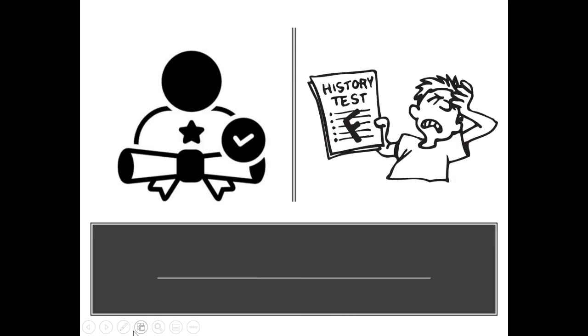Here's our next picture. What do you notice or see? Well, in the first picture, I noticed someone, it looks like they received a diploma or something good. In the second picture, it looks like this boy received a bad grade on his history test, an F.